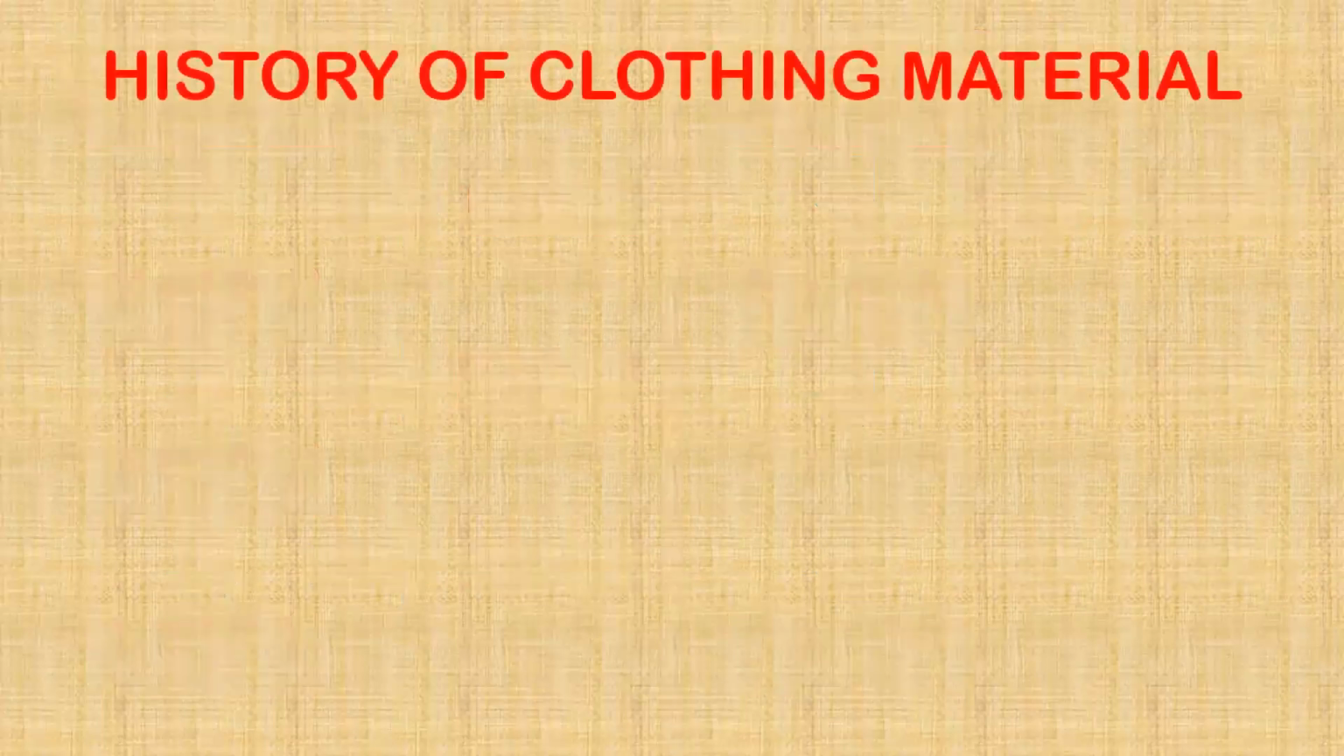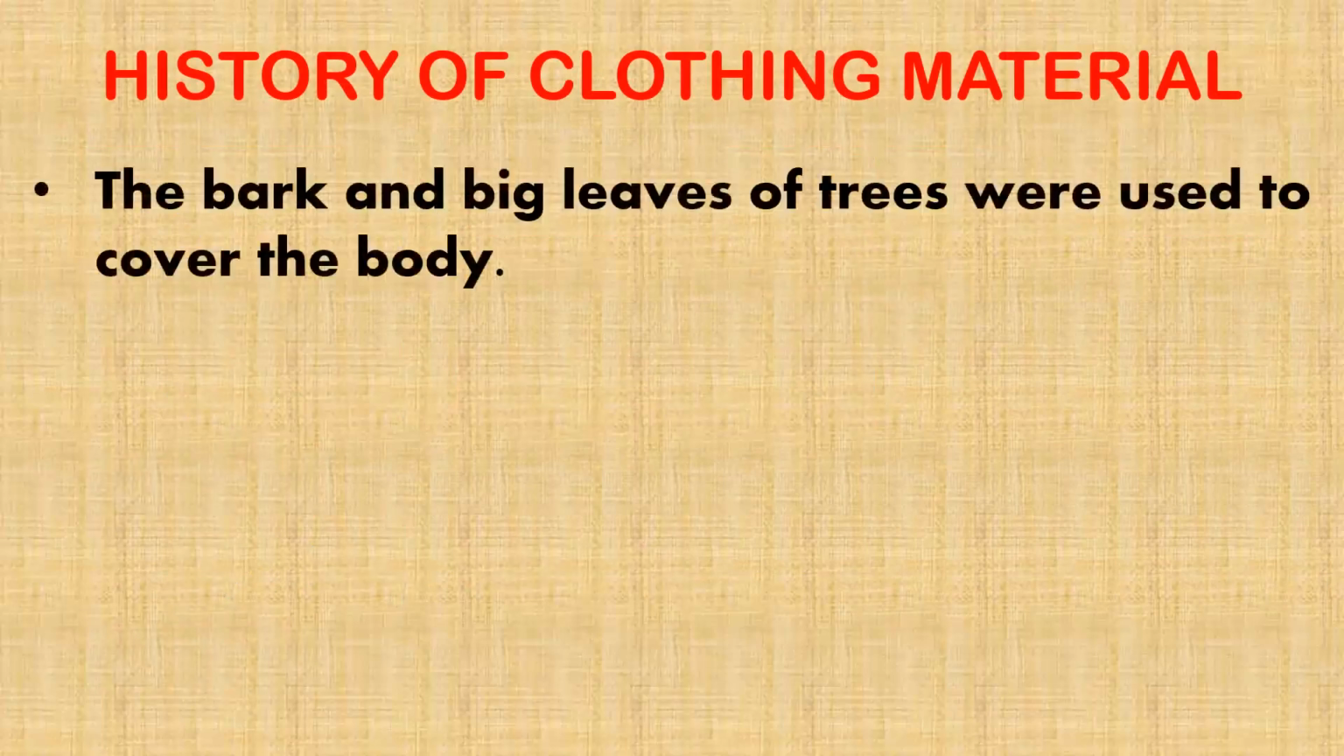Now let's study the history of clothing material. The bark and big leaves of trees were used to cover the body. Earlier, when fiber fabrics had not been invented, people used to cover their bodies with the bark and big leaves of trees.